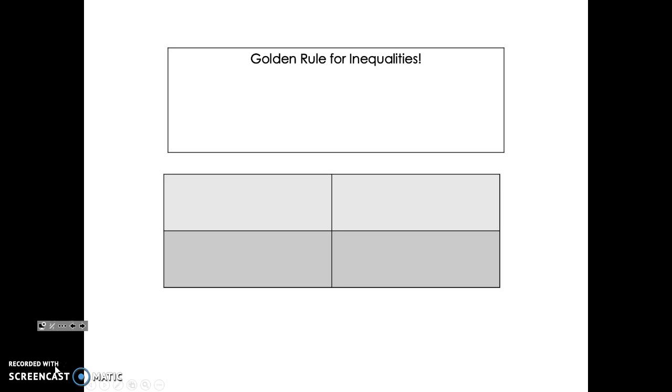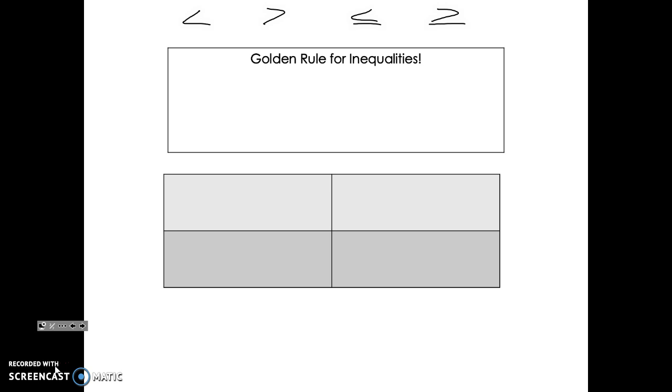But the first thing we're going to talk about is some of the information you're going to need for today's notes. So the first thing we're going to have is the golden rule of inequalities. Anytime that we have an inequality, now if you're not sure what an inequality is, it's basically your less than, greater than signs, okay? Or less than or equal to, or greater than or equal to signs. Those are going to be your inequalities.